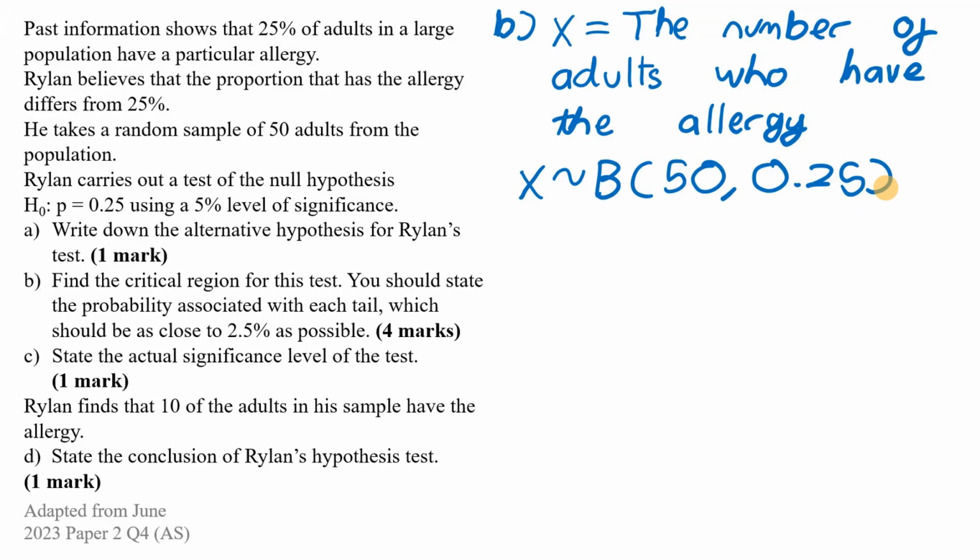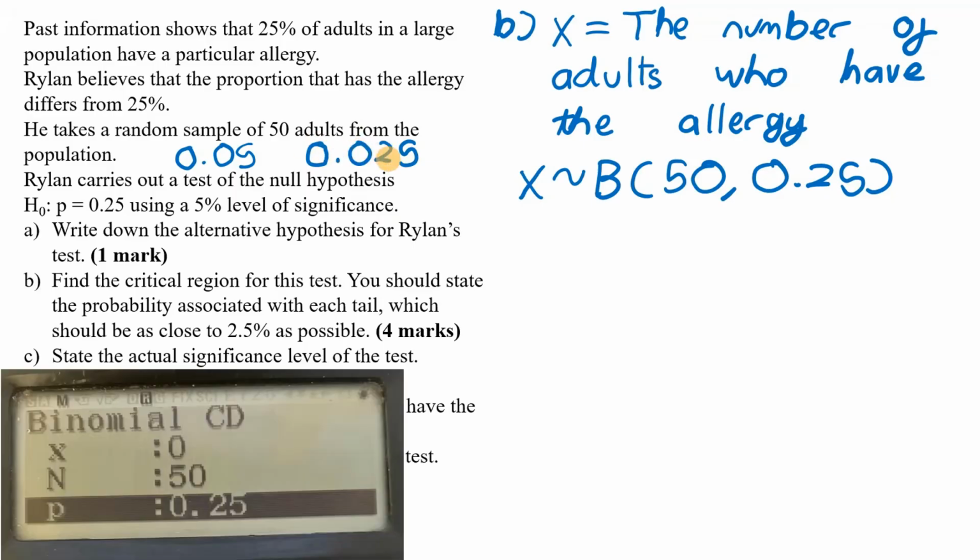Let's start with finding the lower critical region. Okay, so we need to find the first probability that, if it was a one-tailed test, we would find the first probability that is less than 0.05, because we have a 5% level of significance. But because this is a two-tailed test, the level of significance is split in half between the two critical regions. So we need to find the first probability that is less than 0.025.